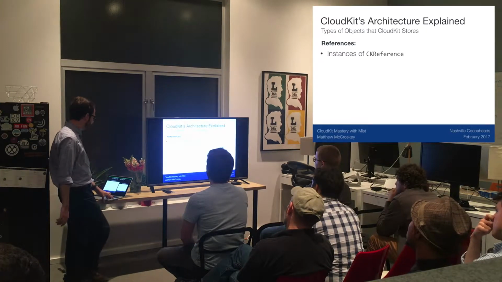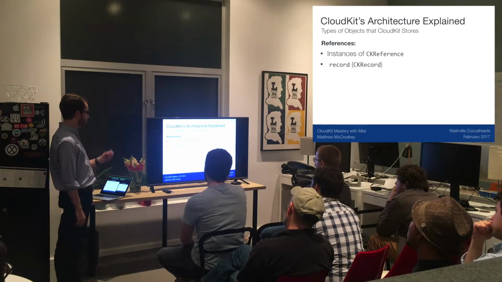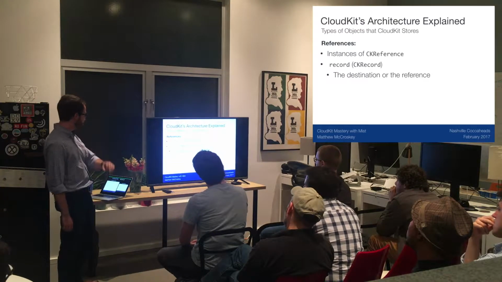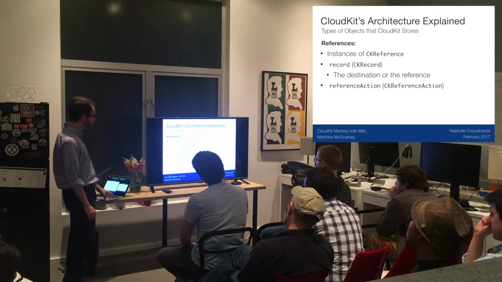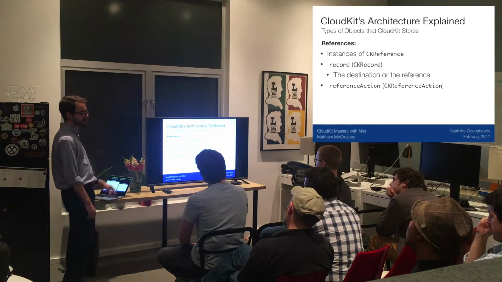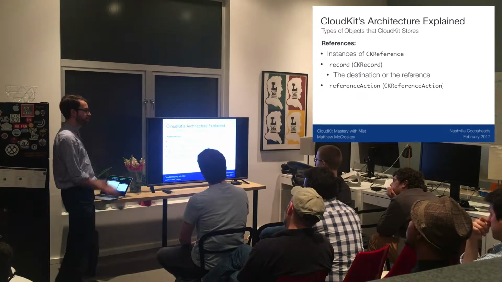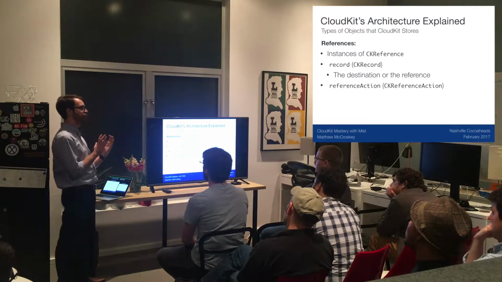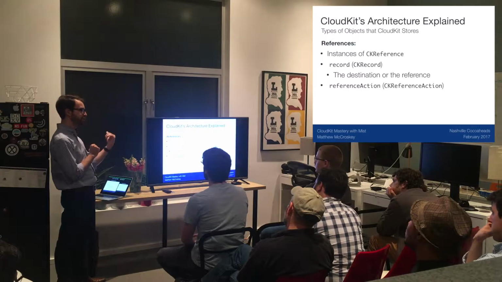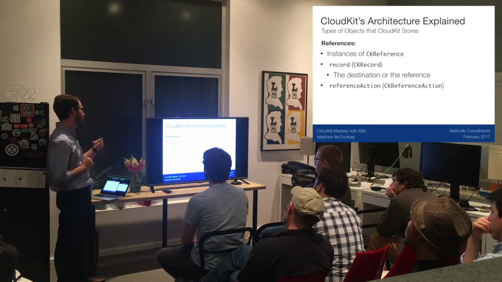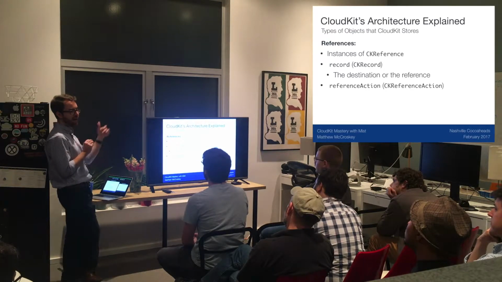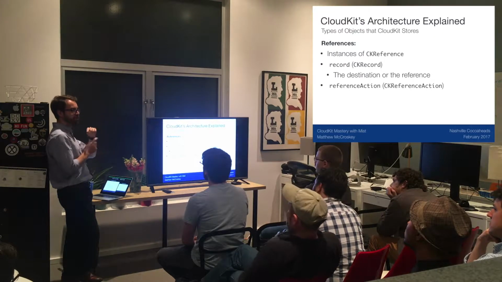And since it's a CKReference, they take a record, which is a CKRecord, and that's the destination of the reference. And then they take a reference action, which is basically what should happen when that related record is deleted. So, for instance, with the to-do list example, a to-do would have a property to-do list, which is a reference to its parent to-do list. And its reference action would be delete self, which means that when my to-do list is deleted, I also want to be deleted.